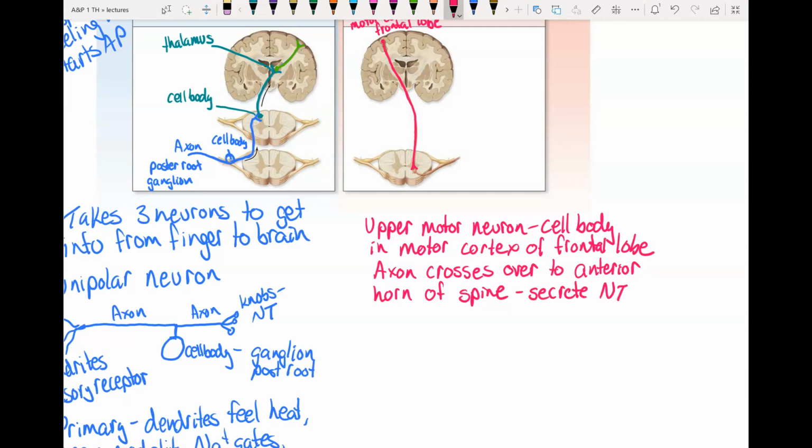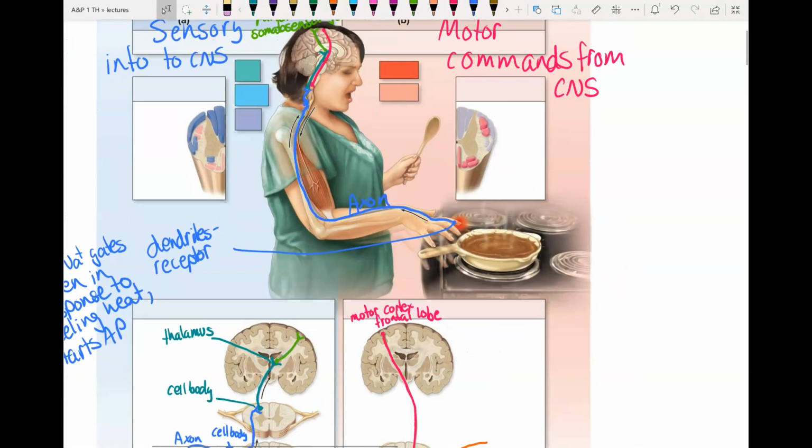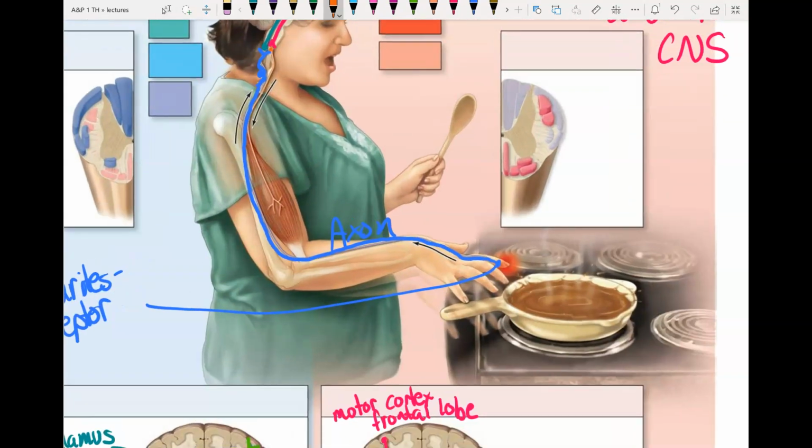So now we're ready for the lower motor neuron. Right here is the cell body, and then the axon goes out through the anterior root to the spinal nerve, and it would go out to the body part. So we can follow it up here. There's the cell body in the anterior horn. We go through the anterior root, and then this axon goes all the way down here to the muscle. And this is where it's going to secrete acetylcholine to make that muscle contract.